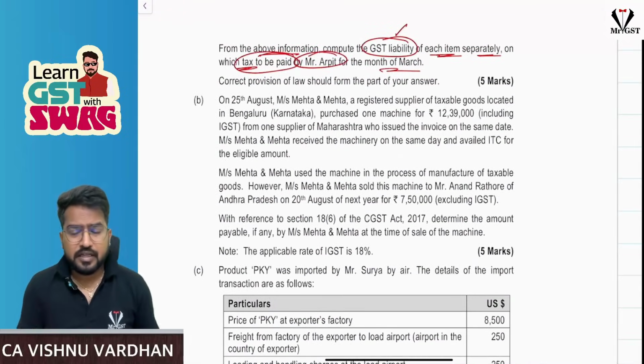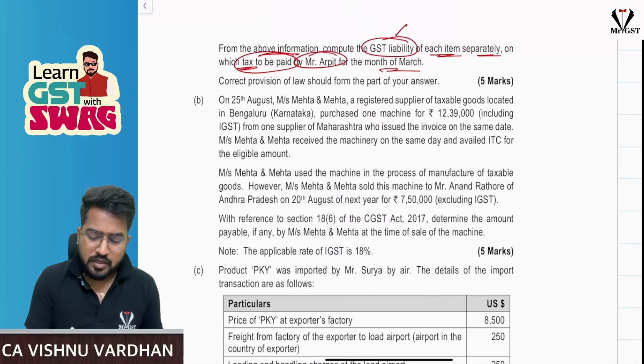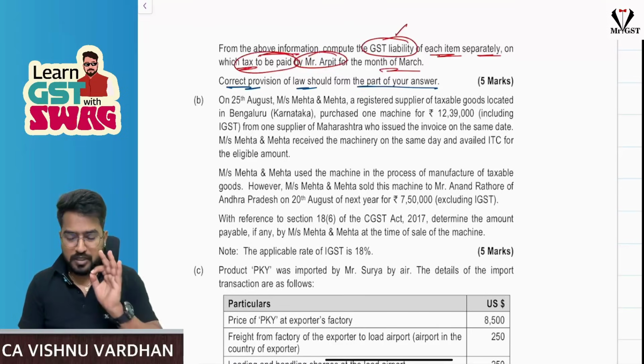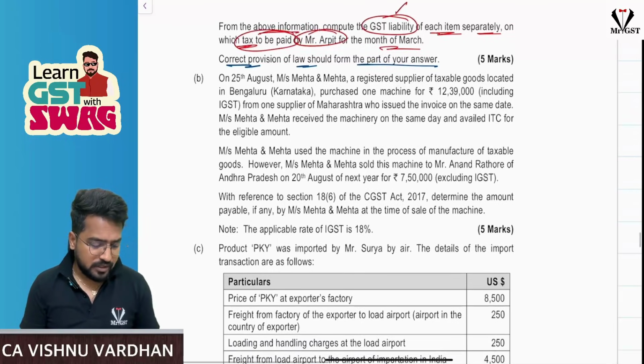Next, please understand when you are writing the answer in the exam, you should be careful. The correct provision of law should form part of your answer. So writing the provision in detail and clearly is again very important for you. So please be careful when you are writing the answer. Okay, fine. Next, let us move on to the next one.